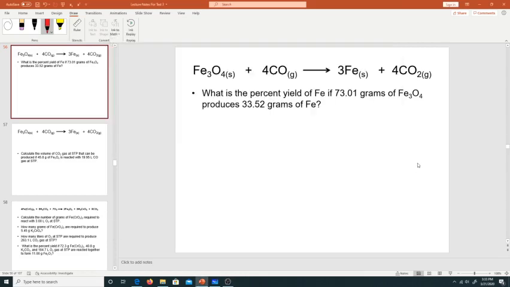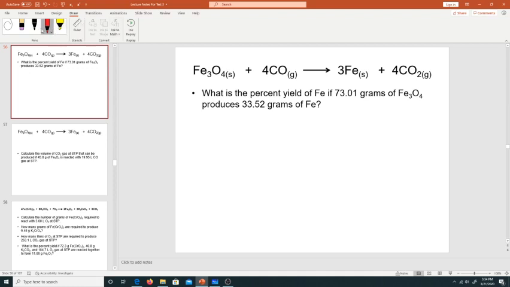Alright, let's take a look at this question. So here we have this iron oxide reacting with carbon monoxide to make iron and CO2. What is the percent yield of iron if 73.01 grams of this iron oxide produces 33.5 grams of iron?